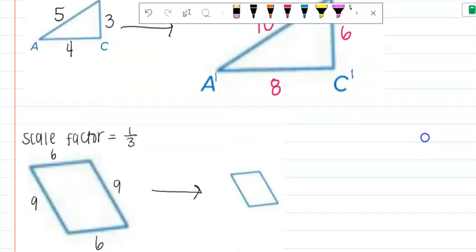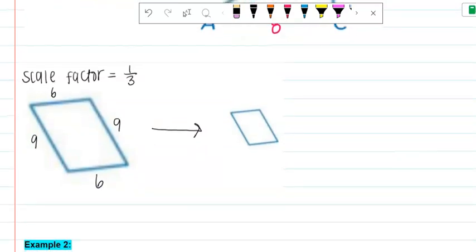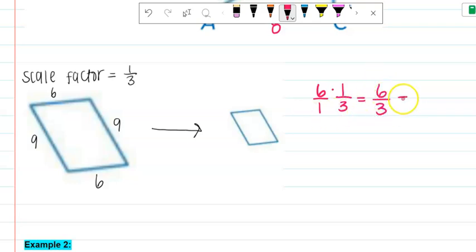And if we had a scale factor of 1/3, we're going to do the same thing. 6 times 1/3, we're going to multiply across. 6 times 1 is 6. 1 times 3 is 3. 6 divided by 3 is 2.